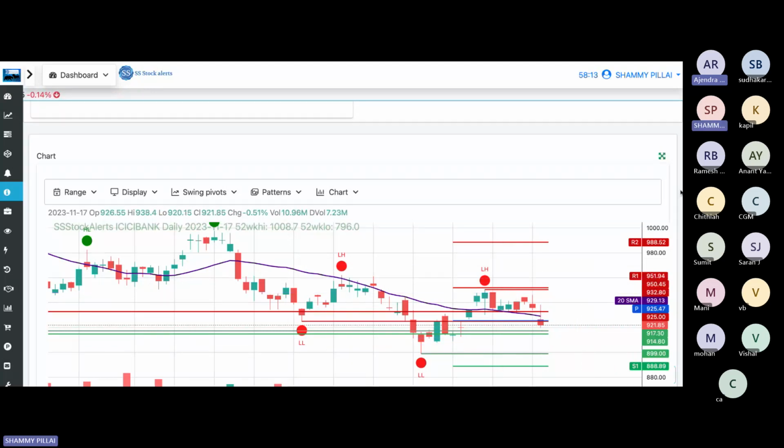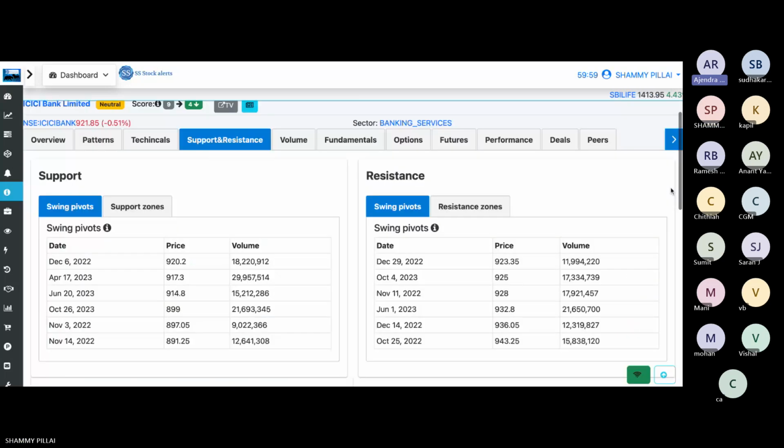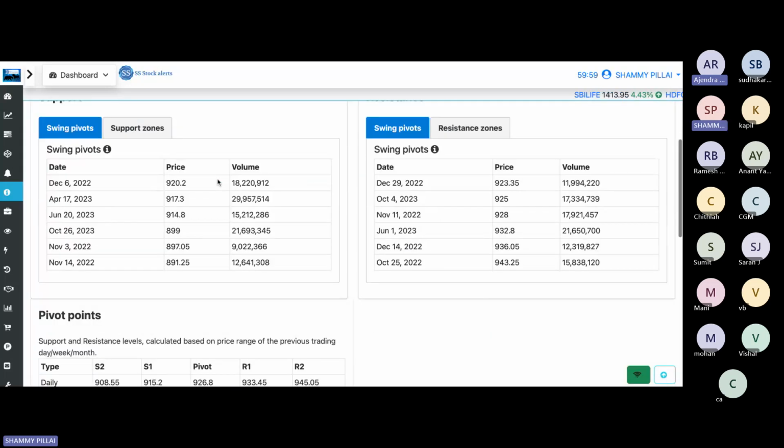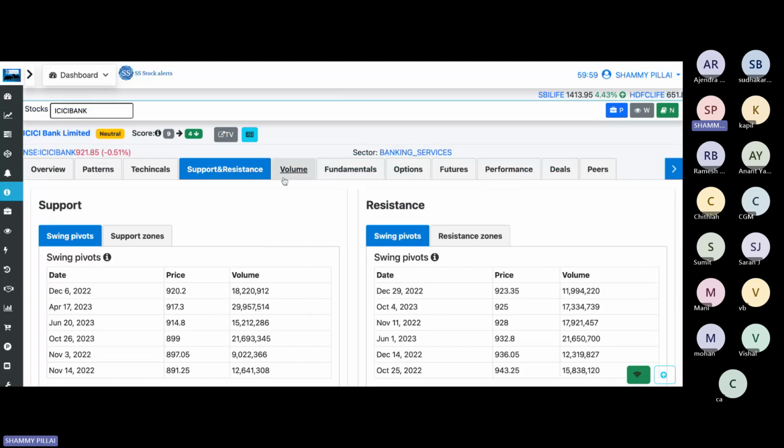For me, this is a non-trending stock. It is below pivot. The 20 EMA is down, and it doesn't look good in volumes too.